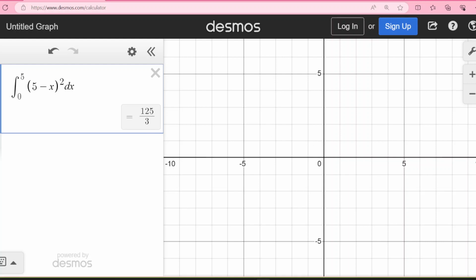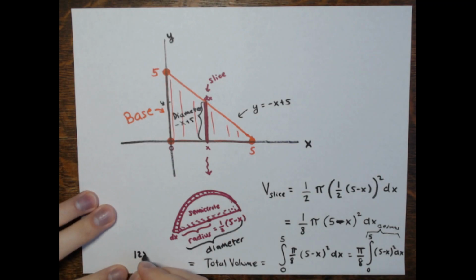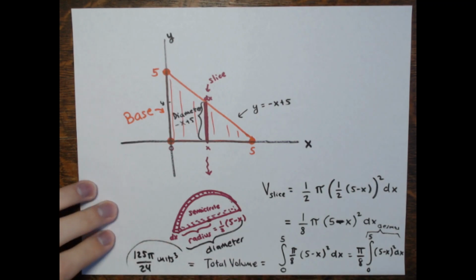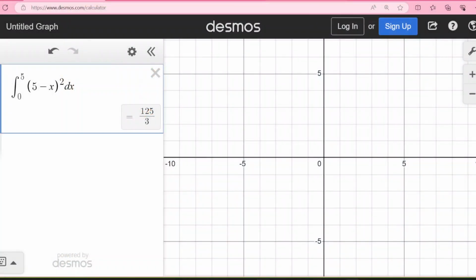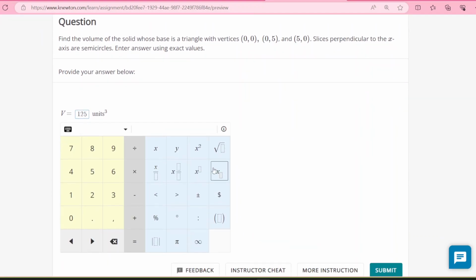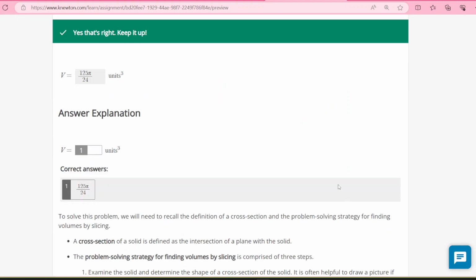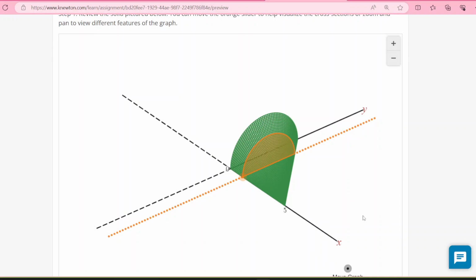All right, so the total volume is going to be 125 pi over 24 cubic units. So back on the assignment, that's what I shall enter: 125, and then they got the pi symbol down here, divided by 24 cubic units. Great. And again, I think they have a little picture of the figure.